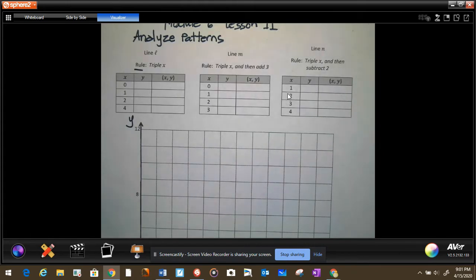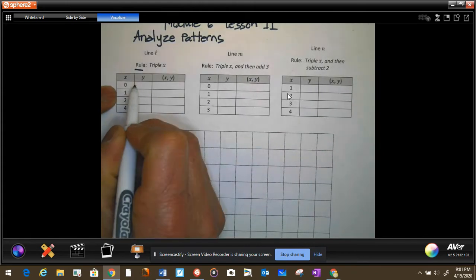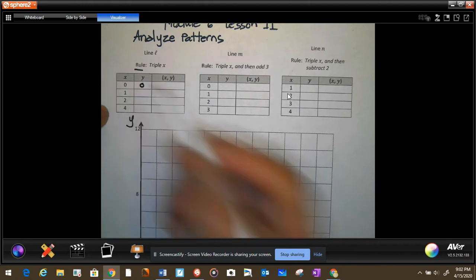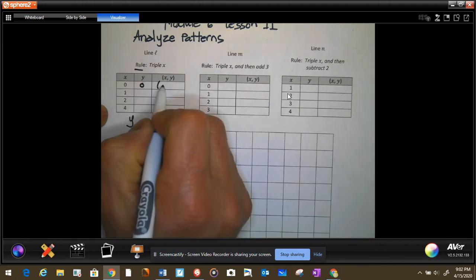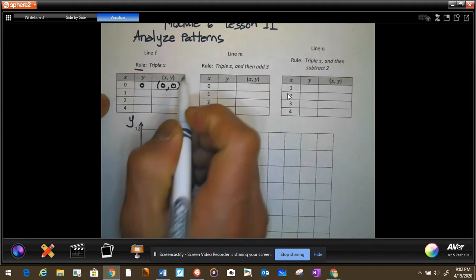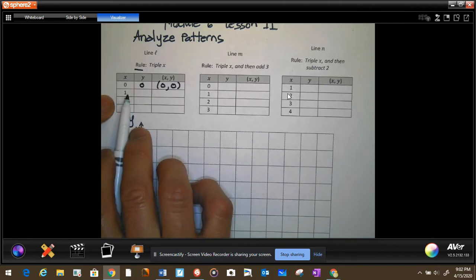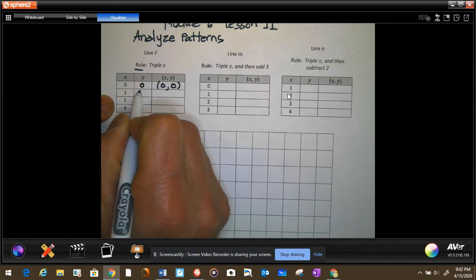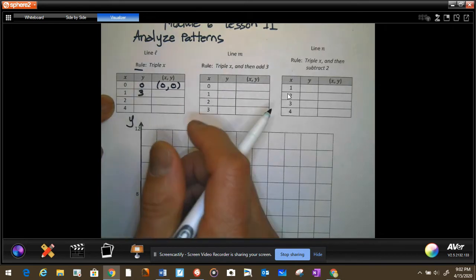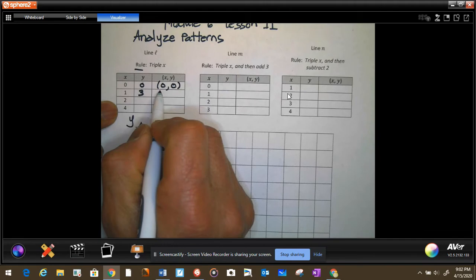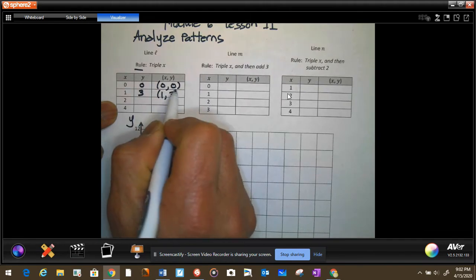So for example, if we triple zero, then it's going to be zero. So that's going to be a zero. So that's the first coordinate pair. So if x is 1, then we have to triple the 1. That will be three of them, right? That will be, excuse me, 3. And the coordinate pair will be 1, 3.